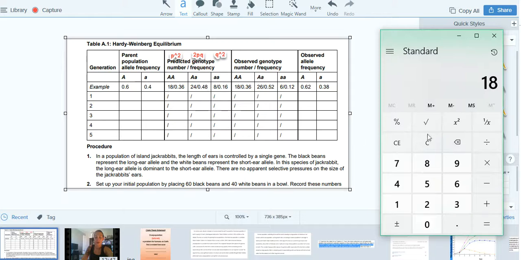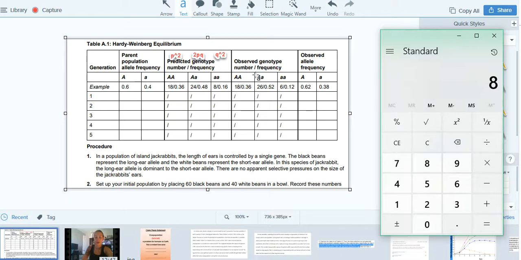We do the same for heterozygous and for homozygous recessive. For heterozygous, it's 0.48 times 50. And for homozygous recessive, it's 0.16 times 50, and that gives us 8. So that is our chart filled out based on the math. So that's when you have to remember these equations, or these variables in our equation for Hardy-Weinberg.